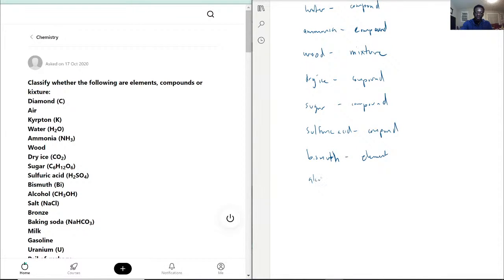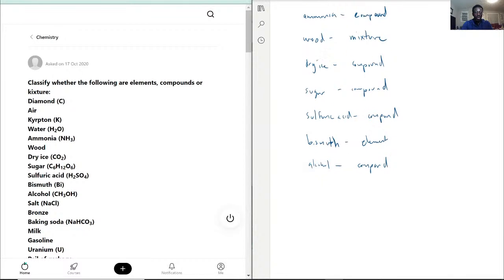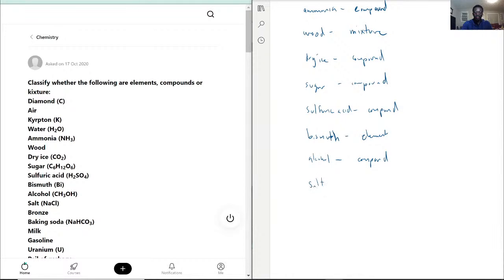Alcohol, you can actually see it. It's going to be a compound. Okay. Salt, still a compound, but it's an ionic compound, but you still say it's a compound.